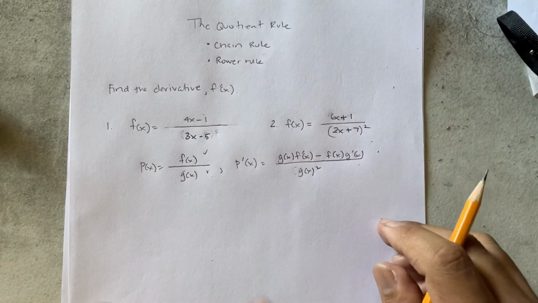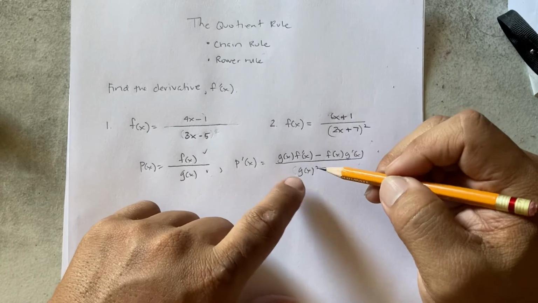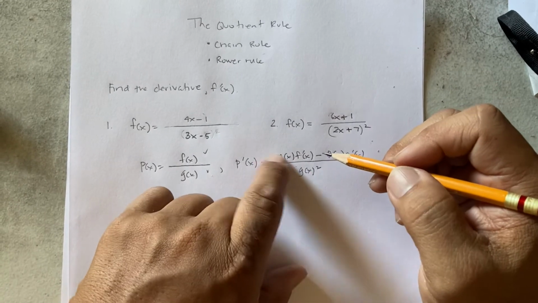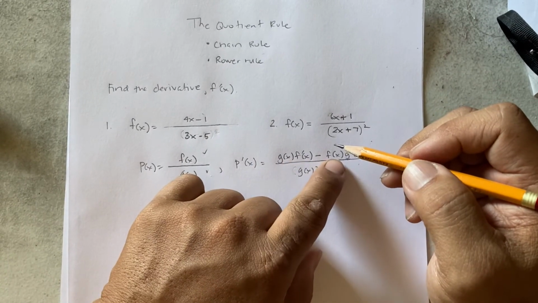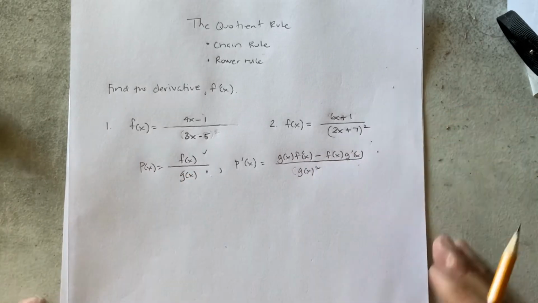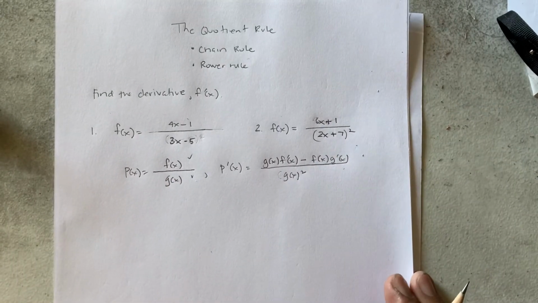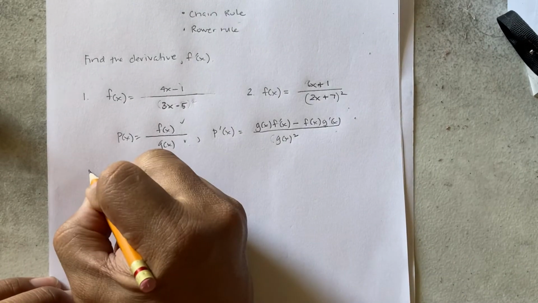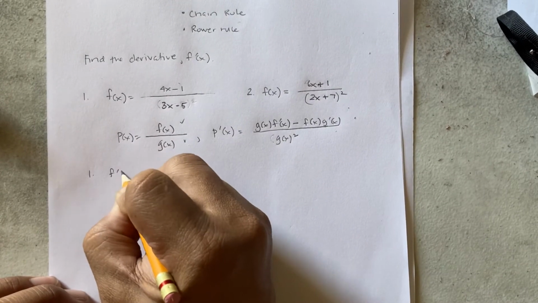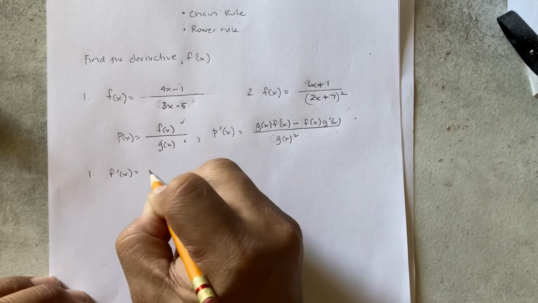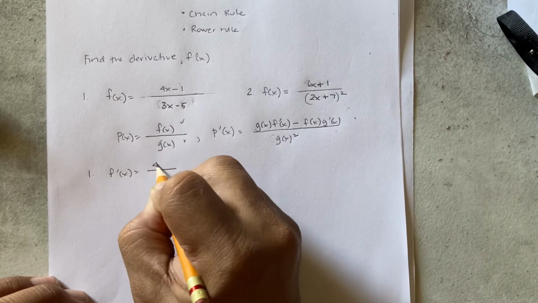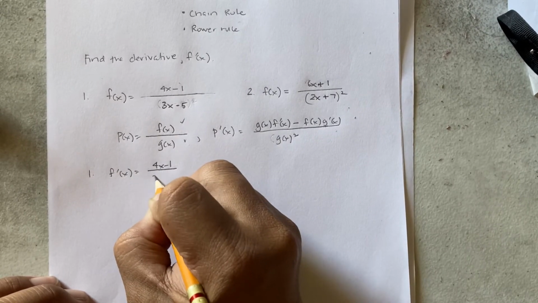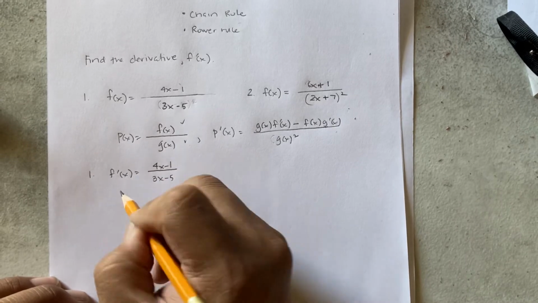Let me repeat that again. The derivative here, the second squared, the second times the derivative of the first minus the first times the derivative of the second. So using this, let's look at number one. Number one, f of x equals 4x minus 1 over 3x minus 5.